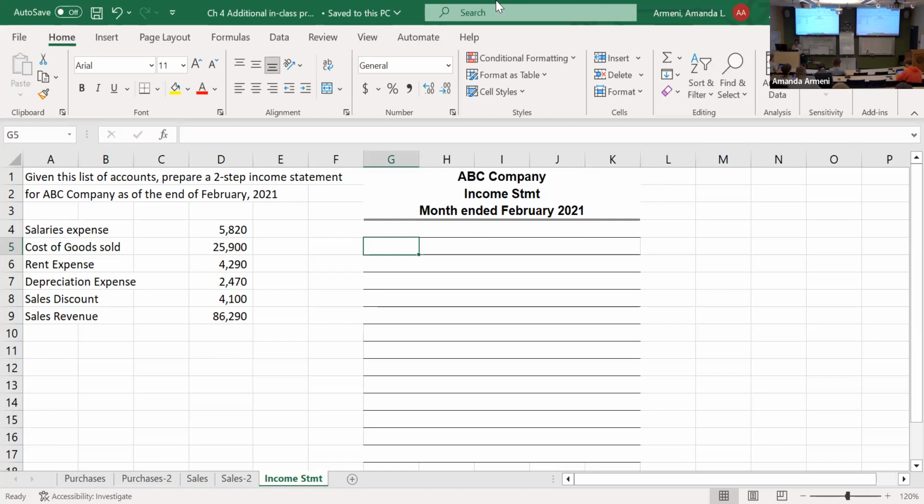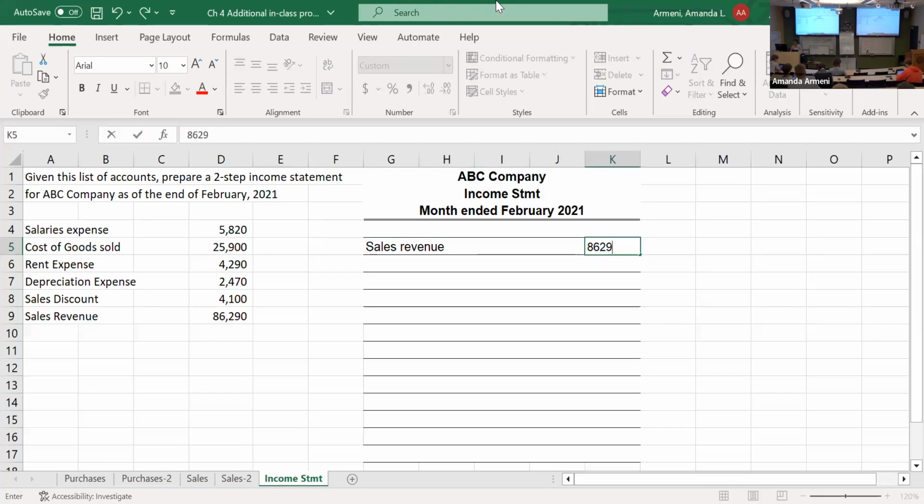Say it again. Sales revenue. So sales revenue given to us in this example, 86,290. I'm going to highlight sales revenue because I want to remember, hey, I used that one already. And you guys know me by now in my color coding and my keeping track of things. I used that one already. It's not going to go anywhere else. I used it.